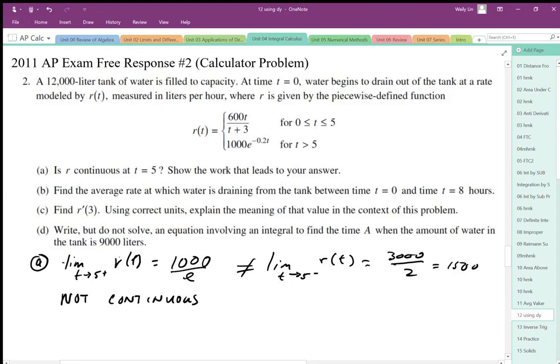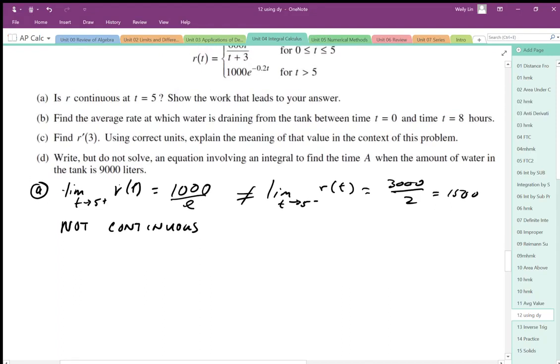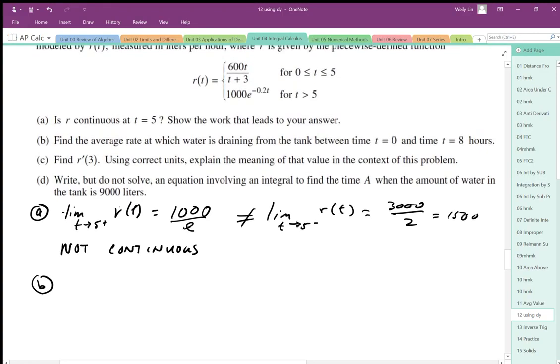For part B, the average rate at which the water is draining from the tank between t equals 0 and t equals 8 is going to be the area underneath R divided by the interval width. So it's going to look like this: the area underneath the curve of R(t) from 0 to 8, divided by the width. That's going to be the average value of R, which is equal to the rate of change.